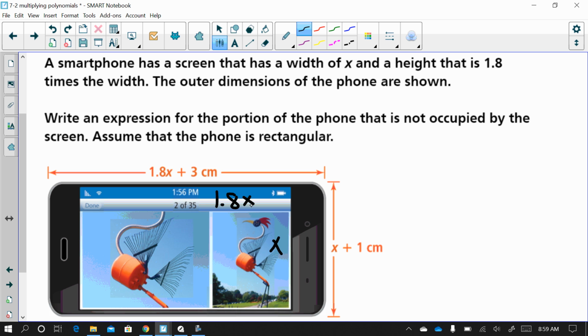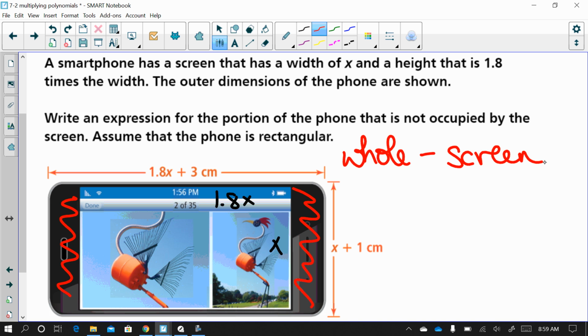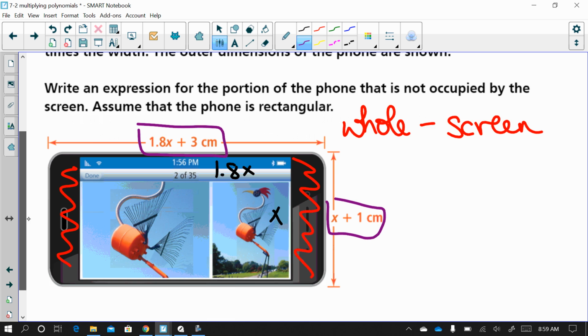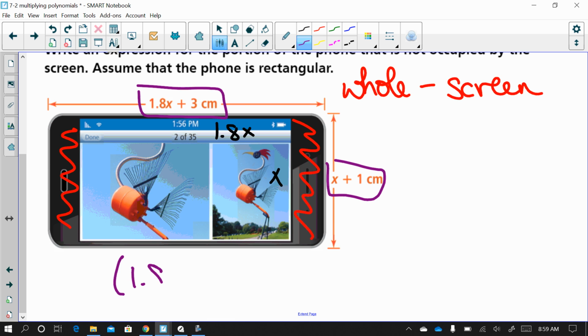I want to find the portion of the phone that is not occupied by the screen. Notice we have the whole phone, and then we have the screen. So we should probably do the whole phone minus the screen, and that gives us what is left. Let's start by finding the whole phone. The whole phone has these dimensions, so we're going to FOIL here. I have 1.8x plus 3 times x plus 1. Let's go ahead and FOIL that.